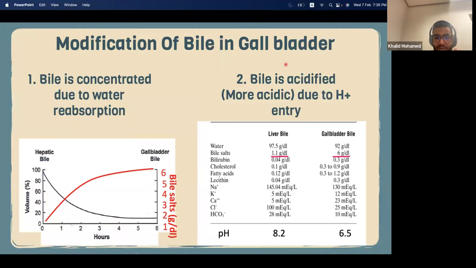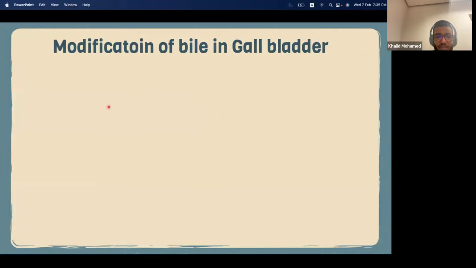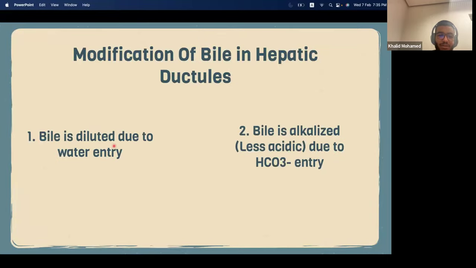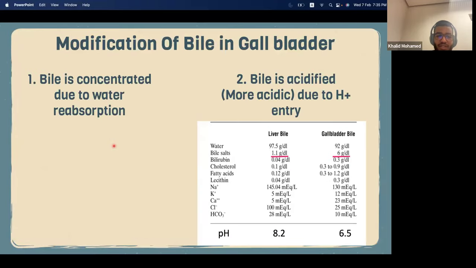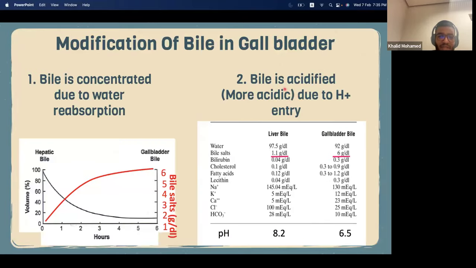Modification of bile in gallbladder. Bile is concentrated due to water reabsorption. That's the opposite of what we said here: bile is diluted due to water entry. Now we're reabsorbing water, so bile is concentrated. And the second difference is the bile is acidified instead of becoming more alkaline. It's becoming acidified due to H plus entry.